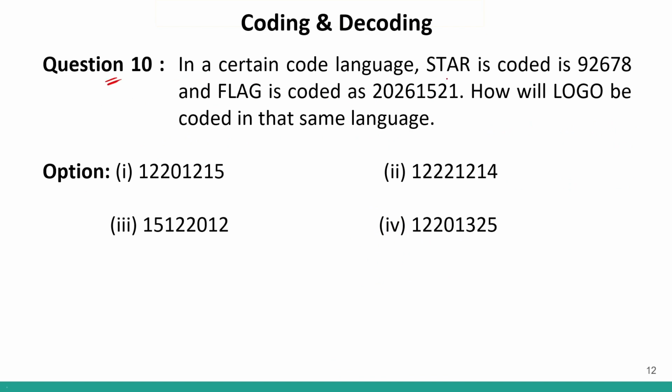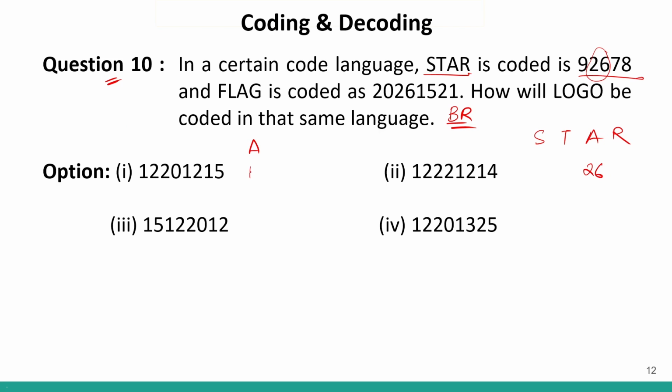Now, moving on to question number 10. Question number 10, star is coded like this. So if I look at the forward ranks, S forward rank is 19, 20, 1 and 18. But here the numbers are different. I can see 26. 26 is basically the backward rank of A. Correct? So now if I put backward rank, A's backward rank is 26.